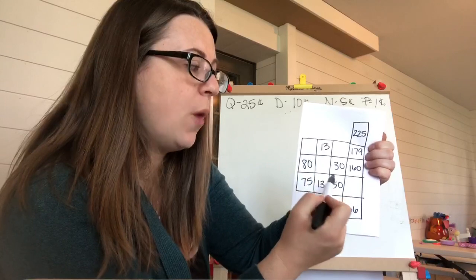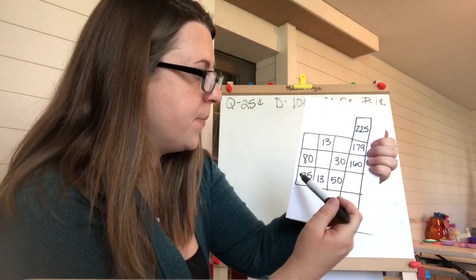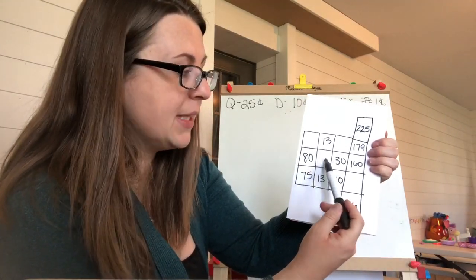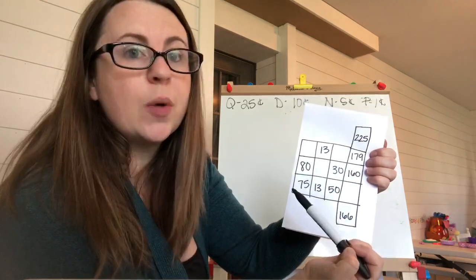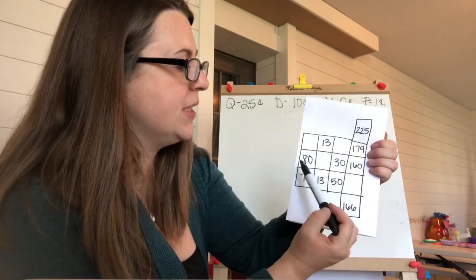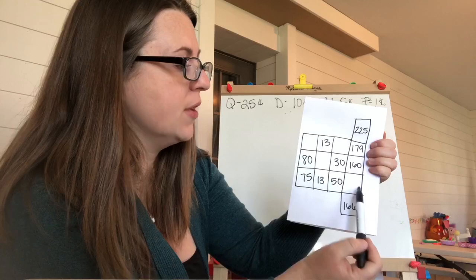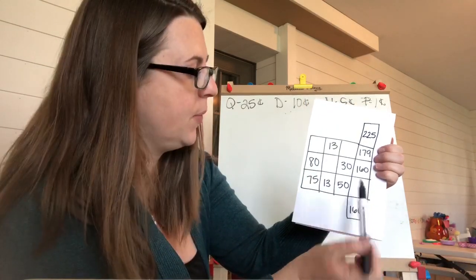So that's the addition one. And then also going the other way, this number plus this number plus this number should equal 225. And then across 179, across 160, and across, we're not sure. You have to add those up, okay?